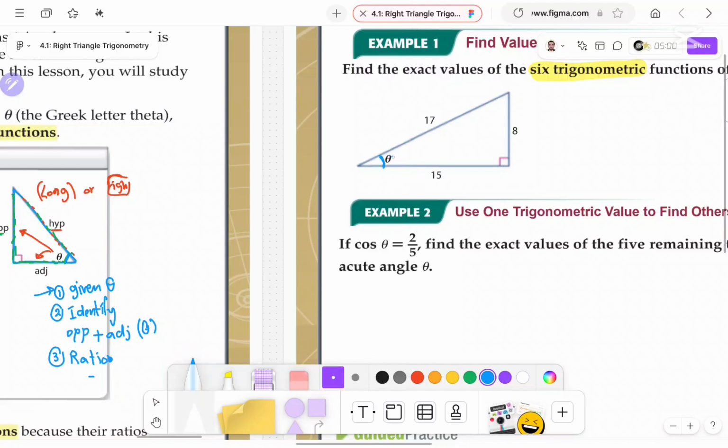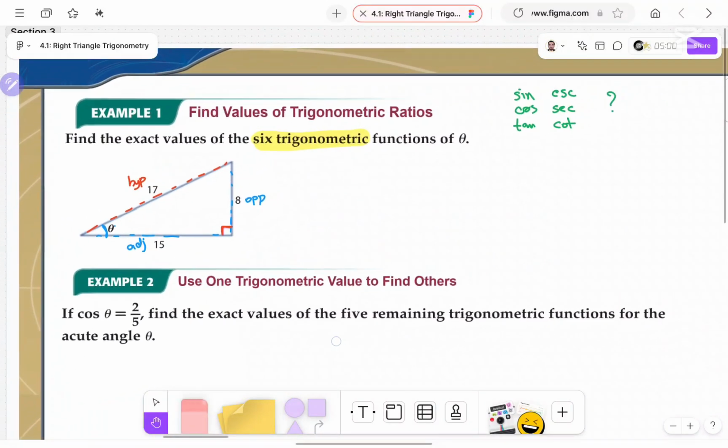Based on this angle, the opposite side is this one here, which is the 8. So this one is the opposite, and the 15 will be my adjacent. Why is 15 adjacent, not the 17? Because, as I told you from the beginning, the side opposite the right angle is the hypotenuse. So this one here is the hypotenuse. Now let's find the 6 ratios.